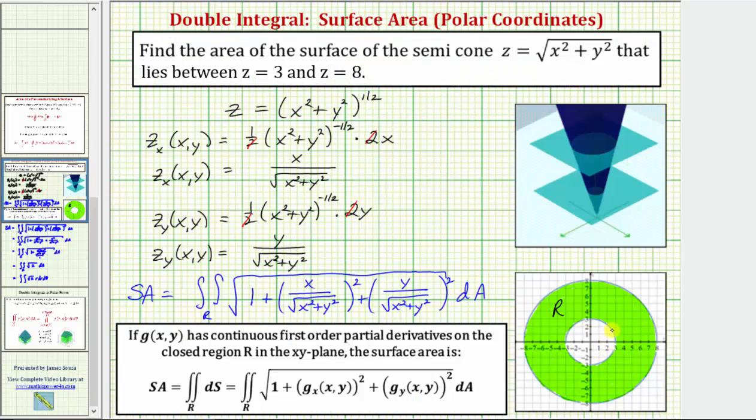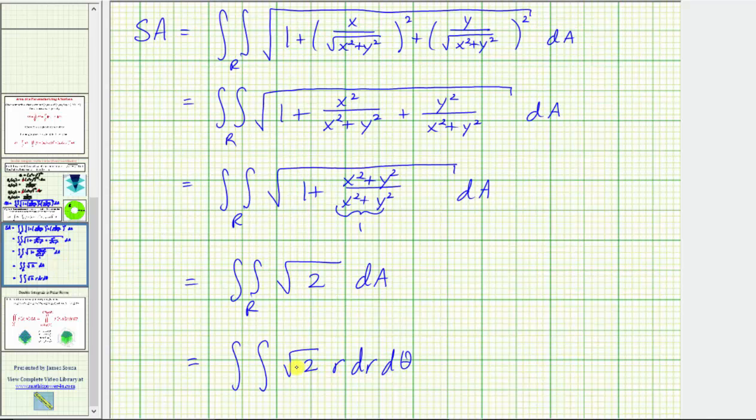Well, because the radius of the small circle is 3 and the radius of the large circle is 8, the limits of integration for r will be from 3 to 8, and the limits of integration for theta will be all the way around the circle from 0 to 2 pi. The limits of integration for r are from 3 to 8, and for theta are from 0 to 2 pi. Let's evaluate this on the next slide.